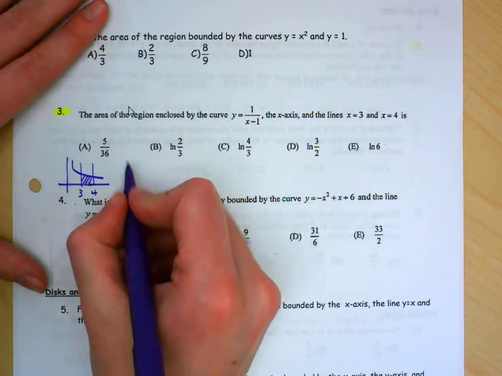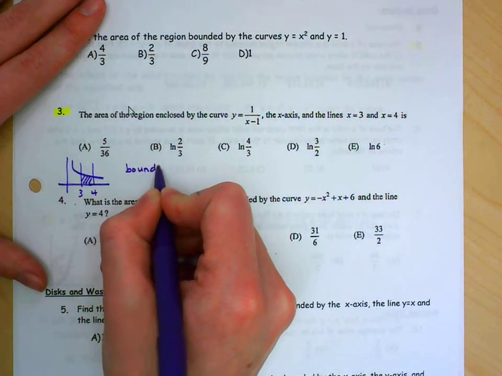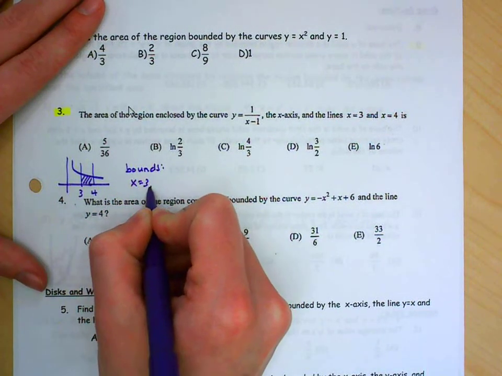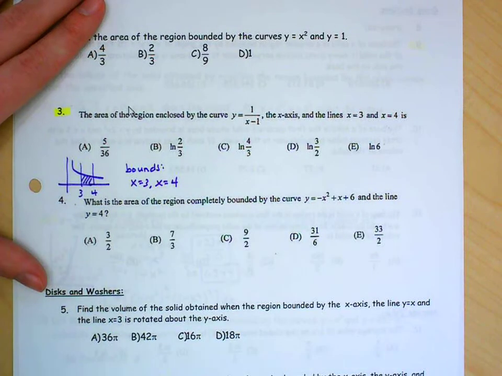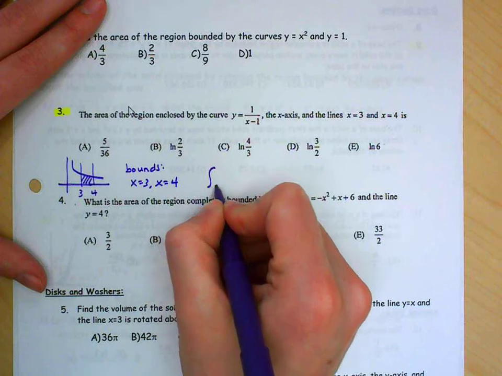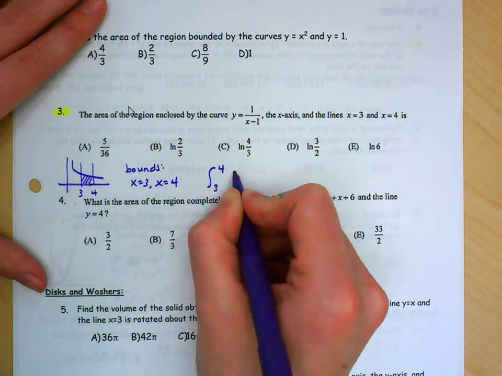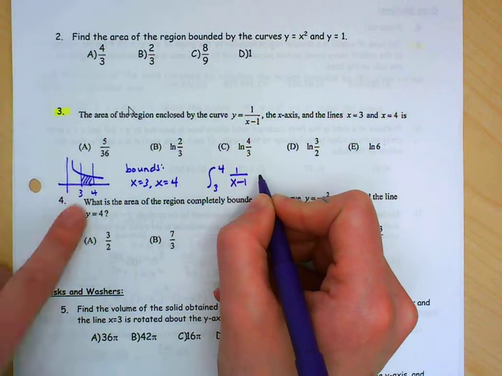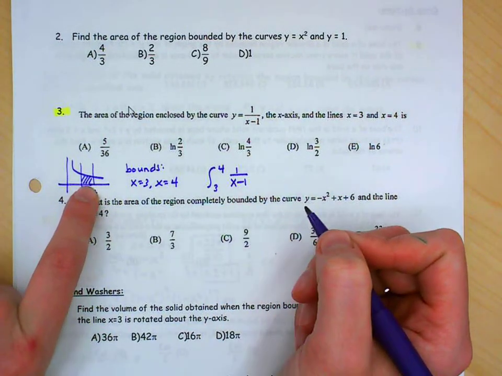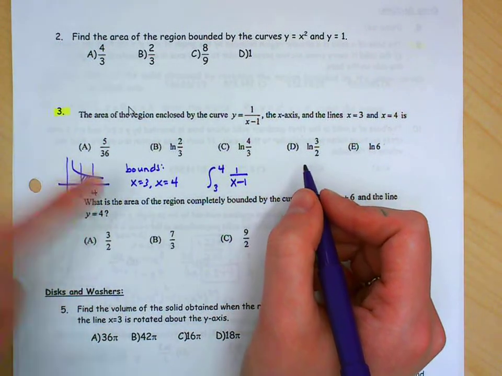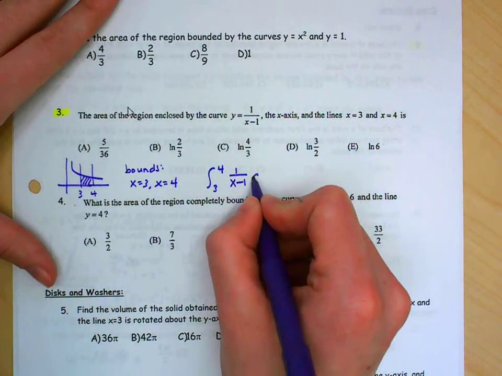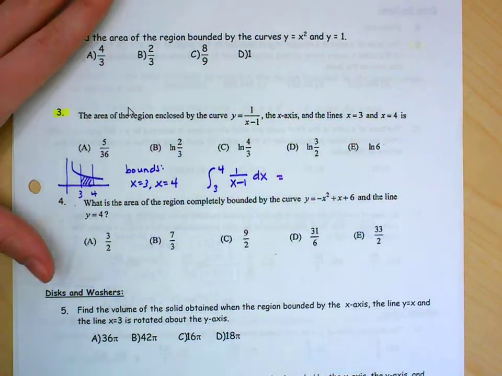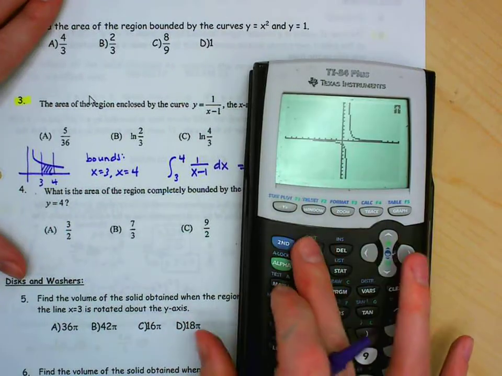So I already have my bounds. It's going to be from x equals 3 to x equals 4. And I'm just doing area, so it's just going to be the integral of top minus bottom. So I'm going to do the integral from 3 to 4. The top is 1 over x minus 1, minus the bottom. Well, the bottom's just the x-axis. That's y equals 0. So I don't need to show subtracting 0, but you can if you want. dx. We're going to plug that in.